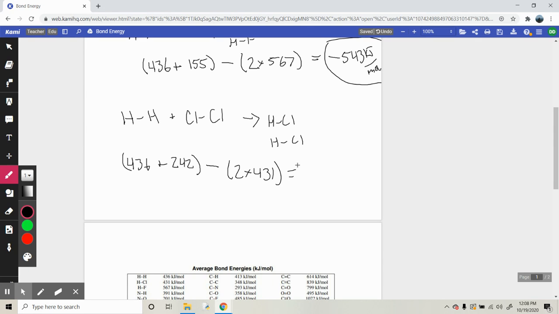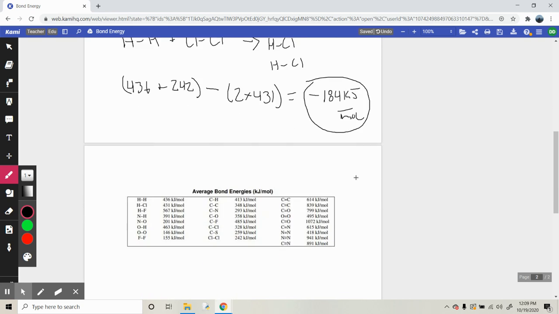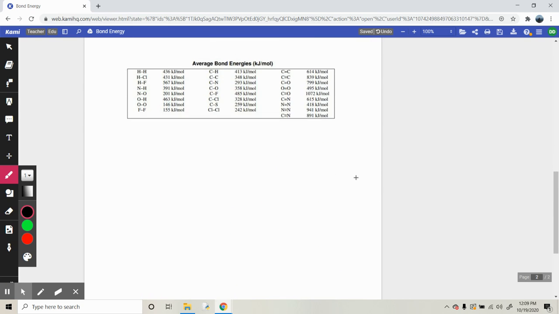And I'm going to plug this into my calculator. You should get negative 184 kilojoules per mole. Okay, heat was released. This is exothermic. These are both exothermic, right? So that is the simplest bond energy problem you will encounter. Let's go ahead and do one more slightly difficult example.